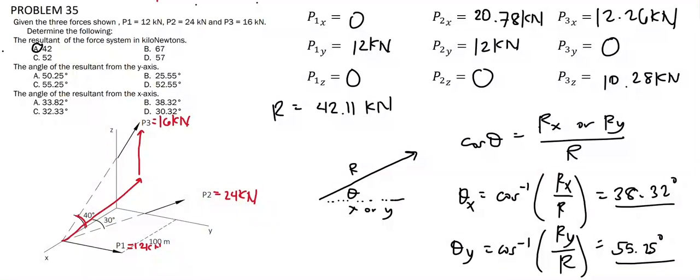So to answer the problem, the angle of the resultant from the y-axis is equal to 55.25 degrees, and the angle of the resultant from the x-axis is equal to 38.32 degrees.